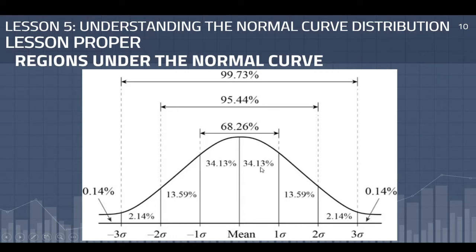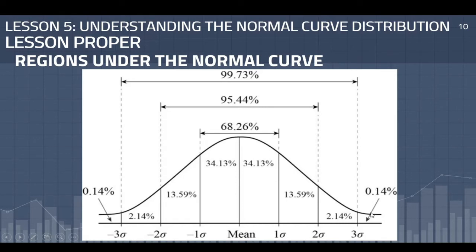Ito yung mga percentage or proportion ng areas ng normal curve. So, alam natin na ang area ng normal curve ay equal sa 1 or 100%. So, ito yung kanyang mga percentage. As you can see, na malaki yung percentage ng nasa gitna. 34 from 0 to 1, 34.13. From 1 to 2, 13.59. From 2 to 3, 2.14.